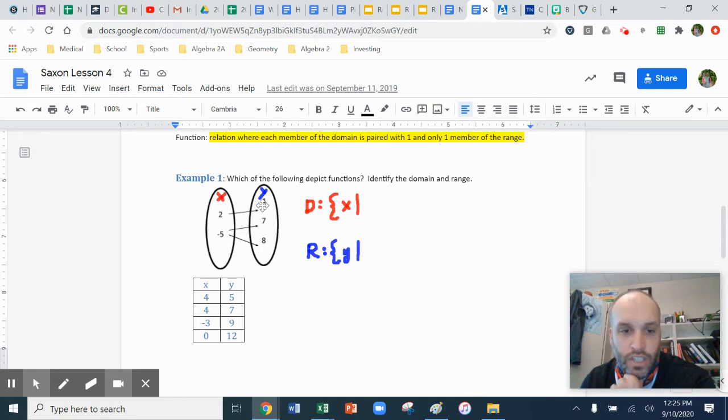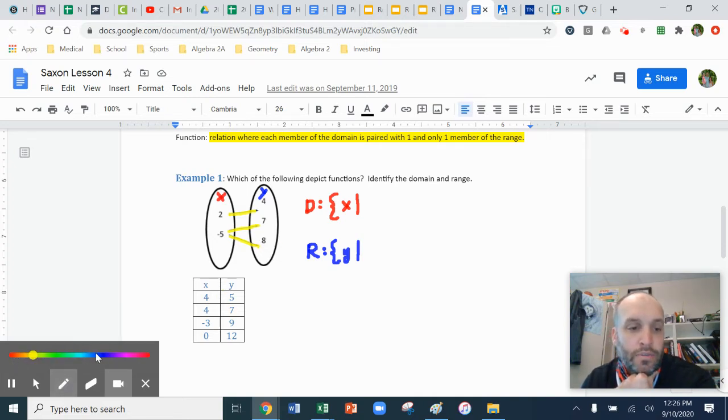So the 2 is only partnered with the 4, is pointing to it. -5, if we look, -5 is partnered with the 7. -5 is also partnered with the 8. So anytime a member of the domain is paired with more than one member of the range, this is not a function. So I'm following here, the 2 goes with the 4. The -5 is partnered with 2 separate people. So that would mean that this one is not a function.